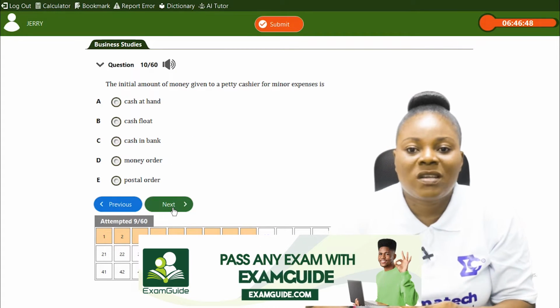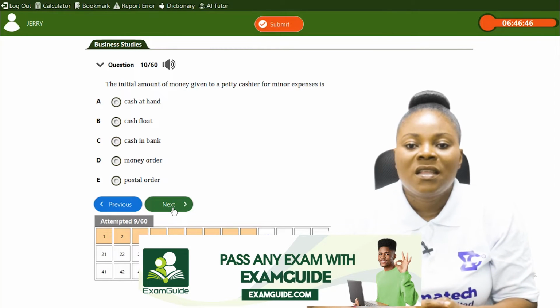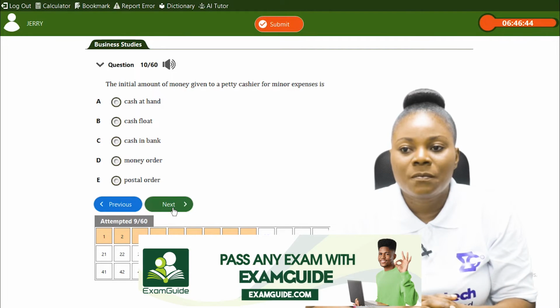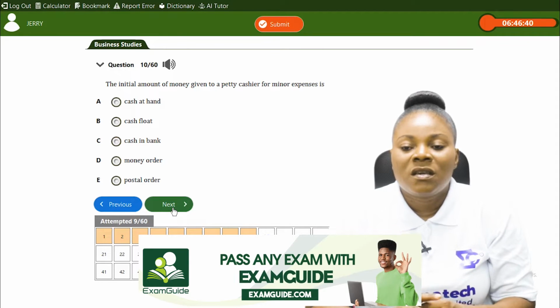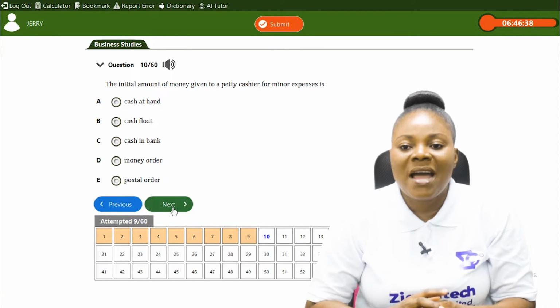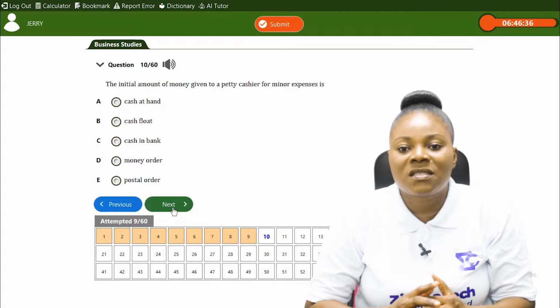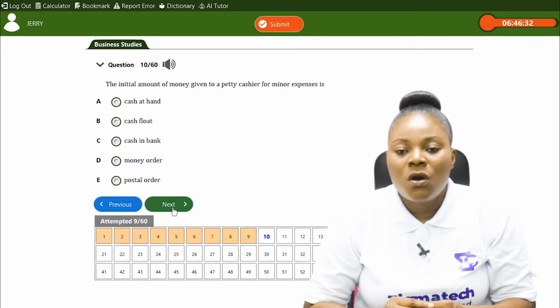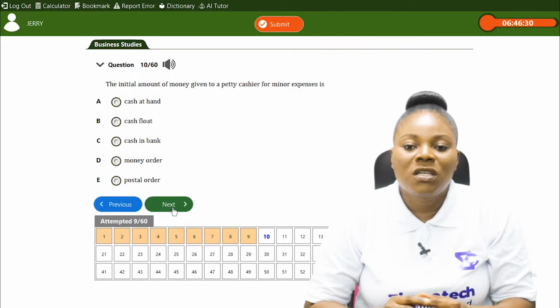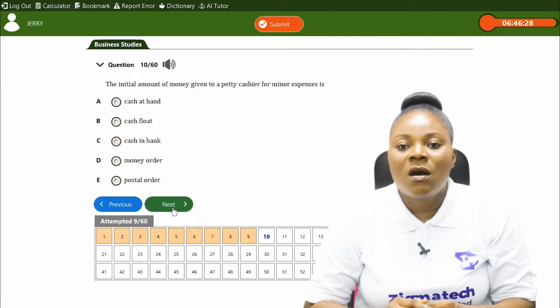We move to the next question, question 10. It says, the initial amount of money given to a petty cashier for minor expenses is dash. Is it cash at hand, or cash float, or cash in bank, or money order, or postal order?